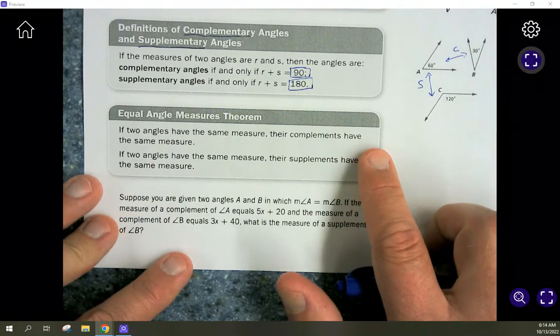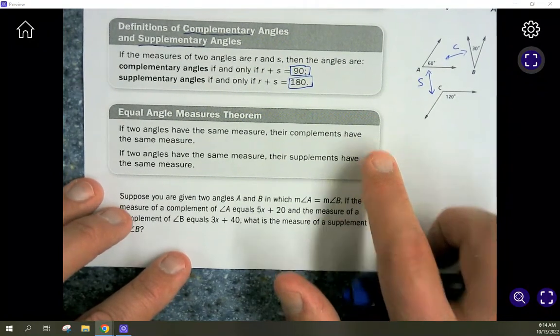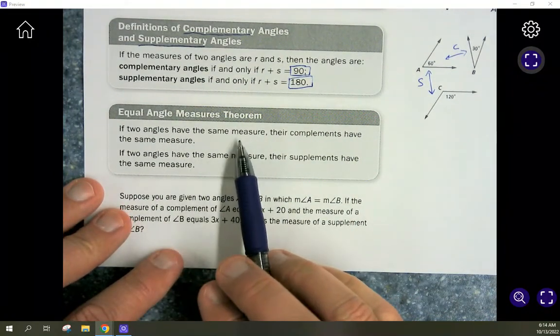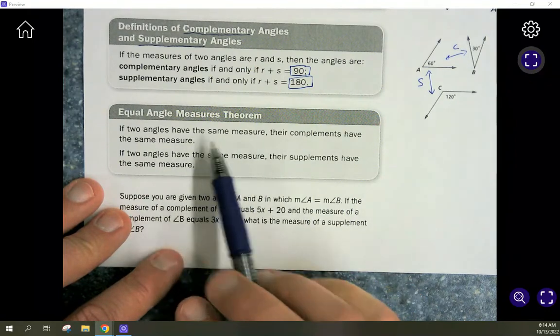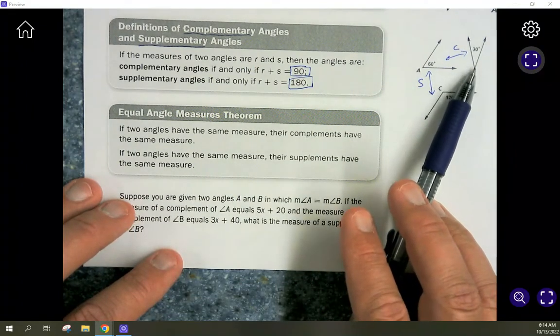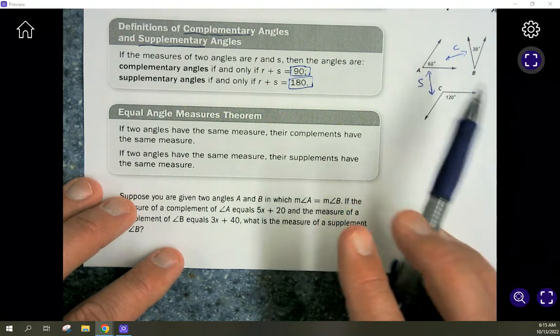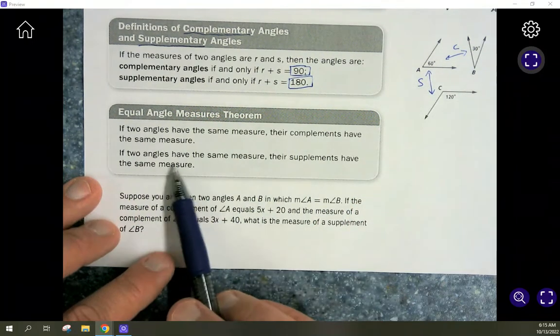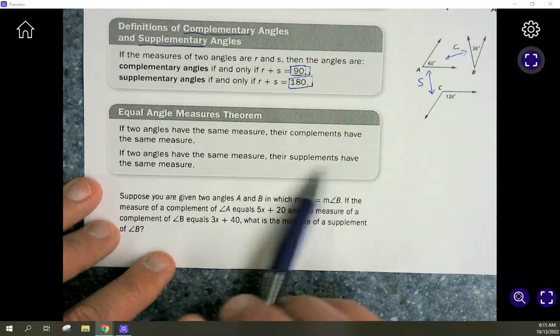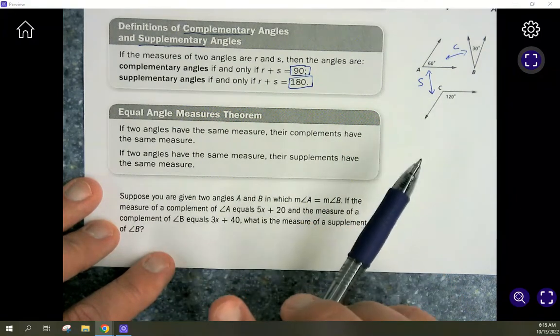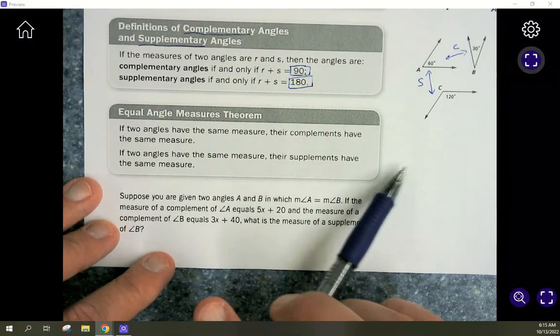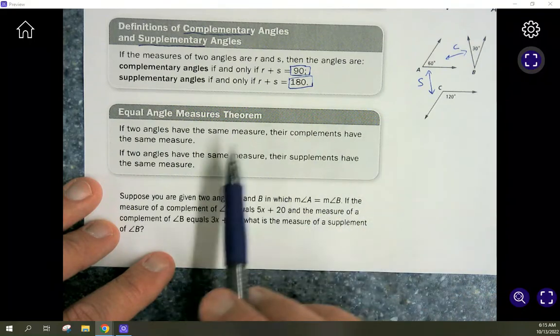Okay, and then a very basic angle measure theorem. This one should make sense. If two angles have the same measure, their complements have to have the same measure. So if two angles are both 30, each one of those angles has a complement of 60. That makes sense. If two angles have the same measure, their supplements have to have the same measure. So if I have two 120 degree angles, both of those have a supplement of 60 degrees.